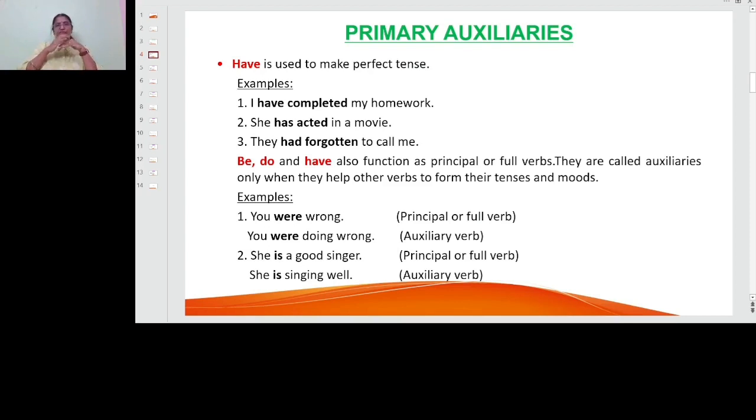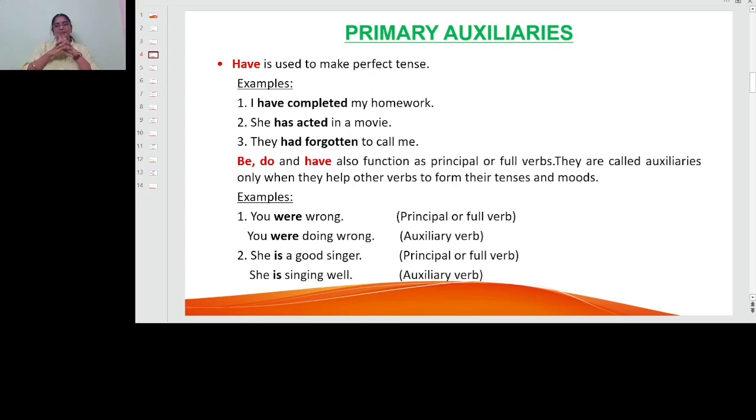You know how to use perfect tense, right? I have completed. Here, completed is the main verb. Have is the auxiliary. They have acted in a movie. They had forgotten to call me. So be, do, have also function as primary forms of the verbs. I already told you, they can stand on their own as a principal verb also. So let's see some examples of how they can stand on their own as main verbs.